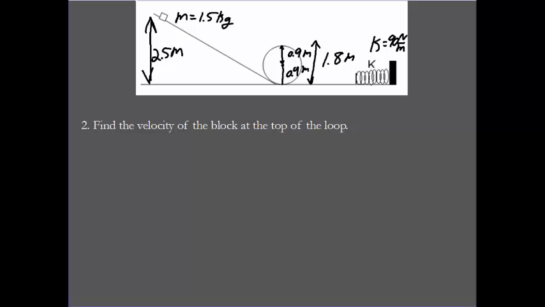Next, we need to find the velocity of the block at the top of the loop. There's two different ways you can do this. First, we need to apply the conservation of energy. That means that the mechanical energy that you start with is equal to the mechanical energy that you finish with. So mechanical energy is potential energy plus kinetic energy. And that will equal the mechanical energy at the end.